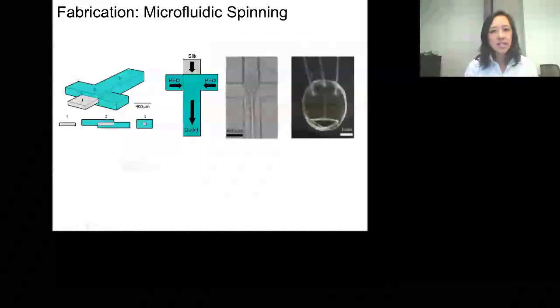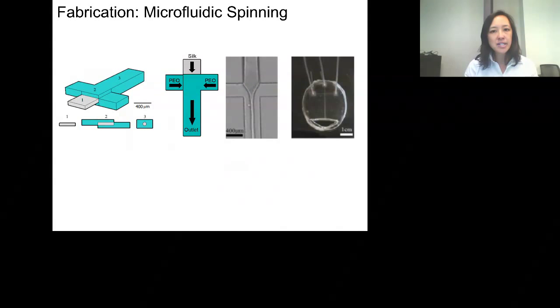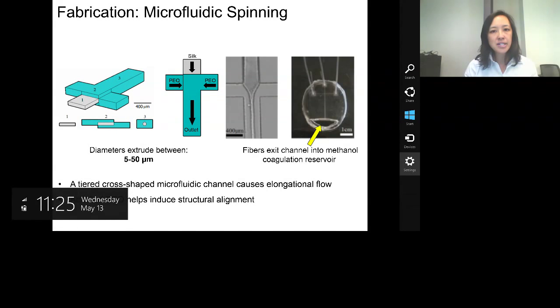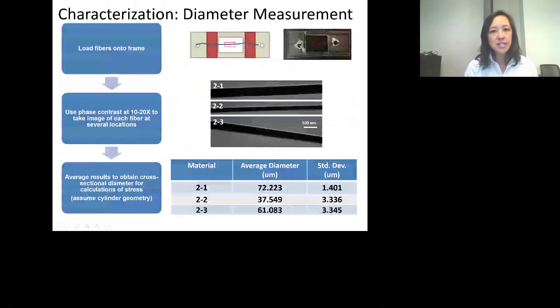This is one of our initial designs of the microfluidic spinning, where you can concentrate using polyethylene oxide, and you can then have elongation of flow. But what I should mention is that we added the shear flow with a very simple needle, and that ended up working very well, again through extensive interactions between all of the groups.